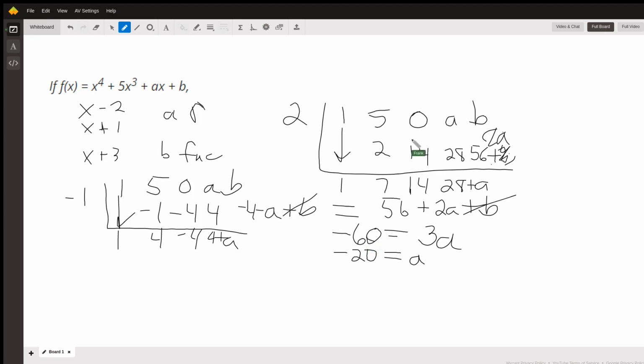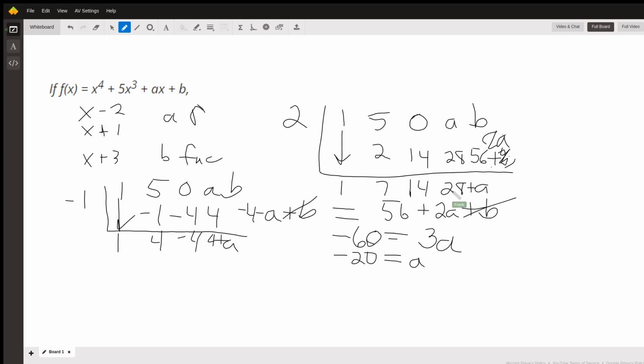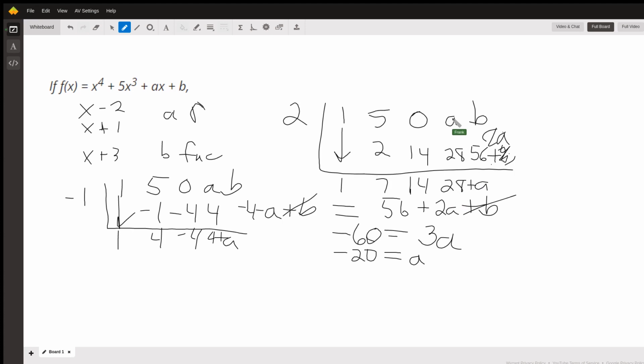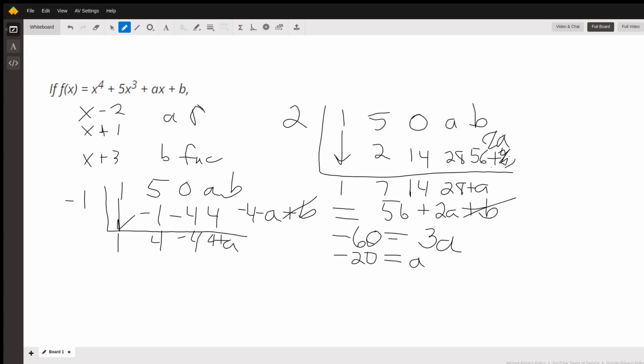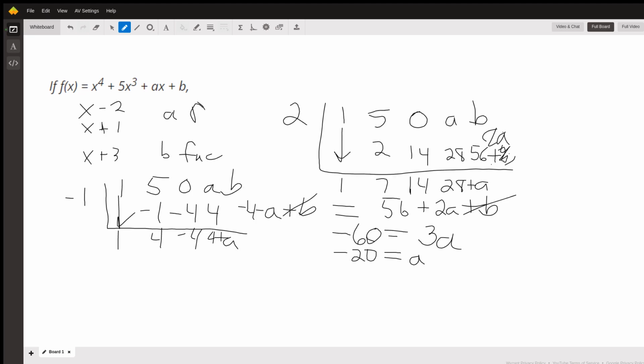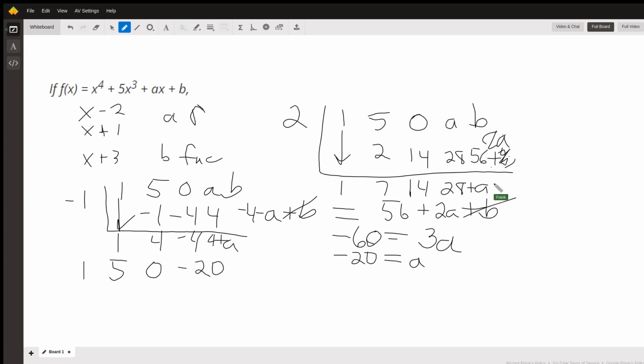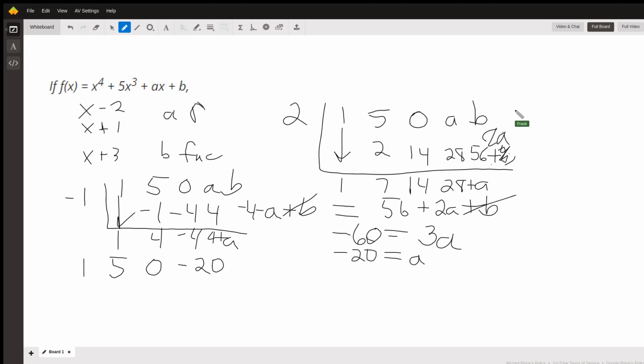I think I'm going to need another board. Well, maybe not. I might be able to handle this. It says x plus 3 is a factor, so find b. So a is negative 20. x plus 3 is a factor, meaning the remainder will be 0, and I know now that a is negative 20. So I'm just going to write 1 as the coefficient in front of x to the fourth, 5 in front of x cubed, 0, negative 20, which is a, I figured that one out, in front of x. And then b, I don't know what b is, so I'll put that there.